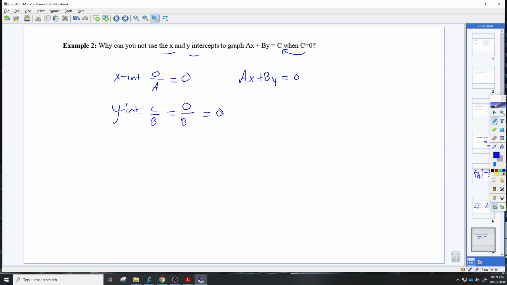So why would we not be able to graph it based off the x and y intercept if c was actually 0? What's the problem? We would put a dot at 0 on the x-axis. We would put a dot at 0 on the y-axis, and we would only have one dot. It would actually just be at the origin, right? If we would go on the x-axis, put a dot at 0, go to the y-axis, put a dot at 0, we'd have no graph. So it does not work when c is 0.